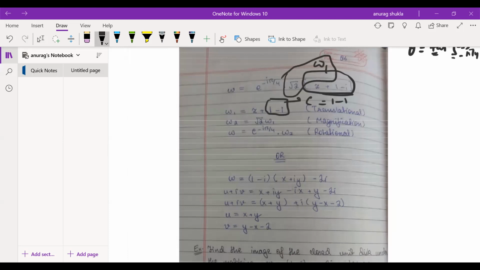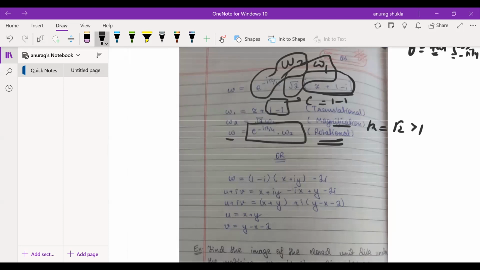This is a magnification because k is equal to root 2, which is greater than 1. Then call it W2, the new product. And W is e to the power minus i pi by 4 into W2. This is your rotation, and you are rotating in the clockwise direction by minus pi by 4.